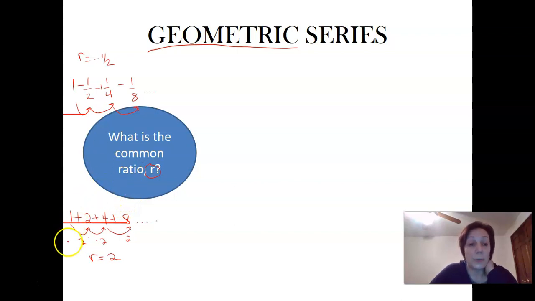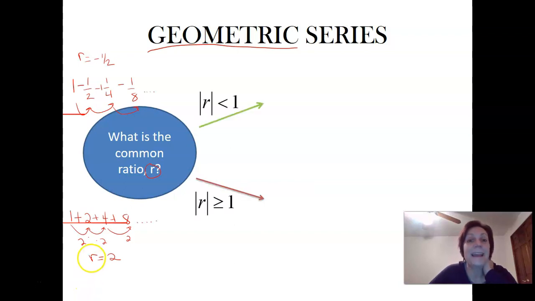So all you need to know about your common ratio is whether or not its absolute value is bigger or smaller than 1. There's 2 possibilities for your common ratio. Either the absolute value of it is less than 1, or the absolute value of it is greater than or equal to 1. Now think about what happens if your common ratio, the thing you're multiplying by, is greater than or equal to 1.